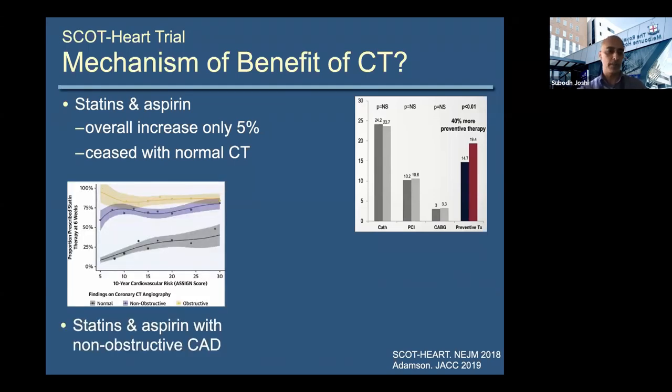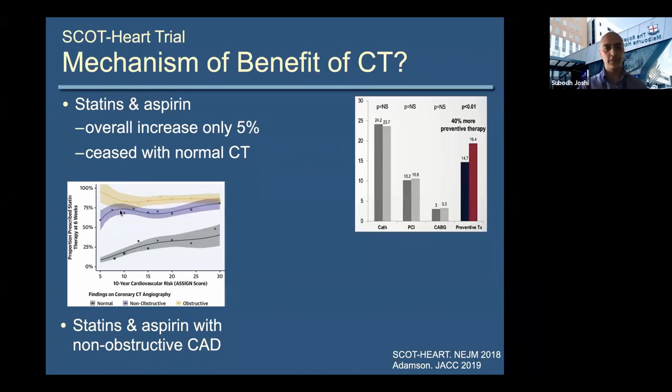The authors actually published this last year to try and explain how these results were plausible, as in what was the underlying mechanism for this massive benefit. And if I can just take you through this slide, it's a bit funny, but essentially these are people with normal CTs. On the y-axis here is the proportion of prescribed statins. Across the x-axis is actually their clinical risk, sort of like a Framingham risk score, if you like. This purple group is actually those with non-obstructive plaque. And what we can see here is that a very high proportion actually were put on statins and aspirin.